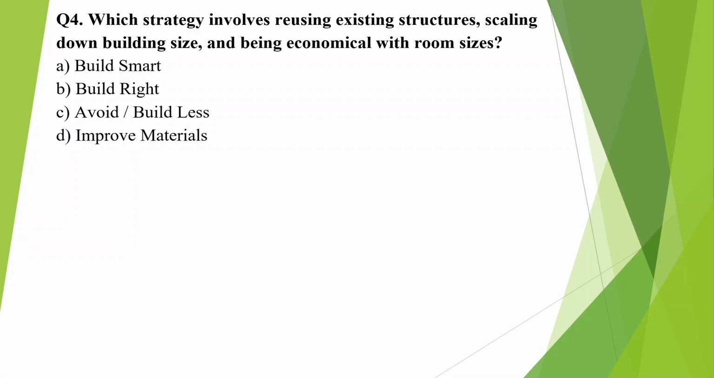Build smart is not what the question is talking about. In the question itself, it is saying that we are thinking of reusing, not building smart. Again, the second option is talking about building right. So it's not about building right, it's talking about reusing existing structures or scaling down, not scaling up the building size. So option C was the most appropriate answer, and all of you have understood the questions and the discussion made in the lecture very well, and you were able to answer it correctly. So let's move to the fifth question then.